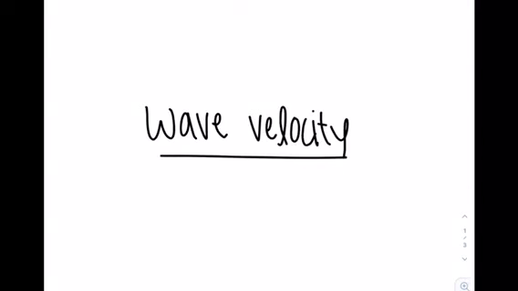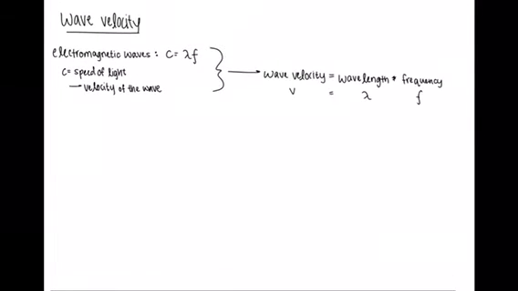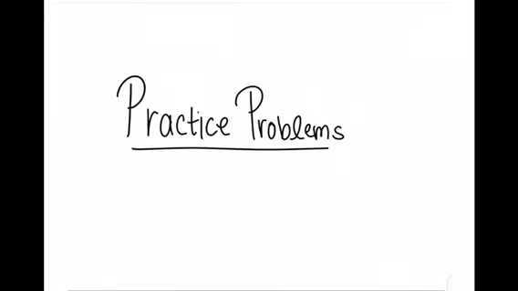So now let's talk about wave velocity. You might remember from chemistry class that for an electromagnetic wave, there's an equation c equals wavelength times frequency, where c is the speed of light or the velocity of the wave. This comes from the equation for wave velocity, which says that the velocity v is lambda times f. And since the period is the inverse of the frequency, we can also write this as v equals lambda over T. So now that we have all of our tools, we can do some practice problems.